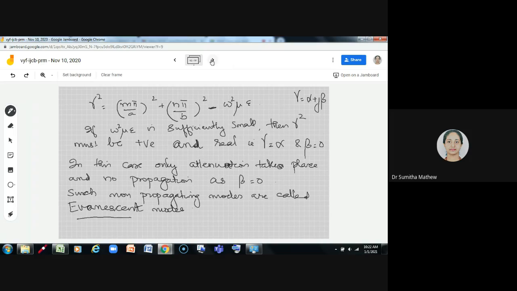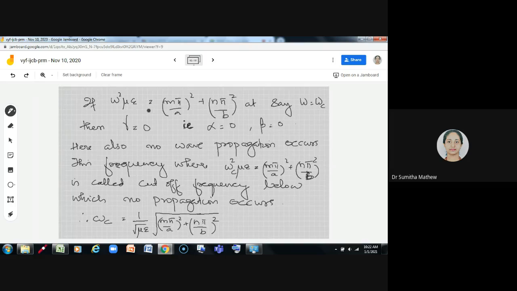Now, suppose both the quantities become equal in the expression for gamma square. If omega square mu epsilon is equal to (m pi by a) whole square plus (n pi by b) whole square, what happens? Gamma square becomes 0, or gamma is 0. That means alpha is 0 and beta is 0. There is nothing. Propagation is 0, alpha is 0, beta is 0. So no wave propagation occurs in such a case. The two parts are becoming equal.